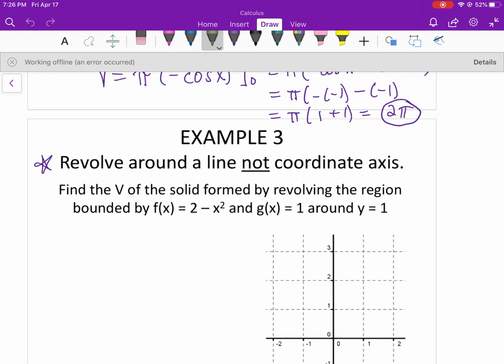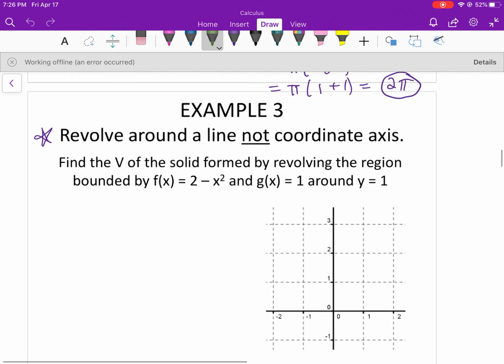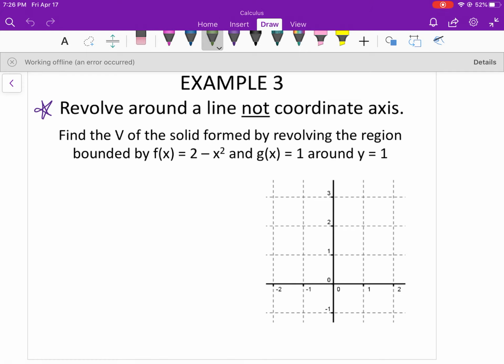Okay, we're going to start off with example 3. We're going to graph the parabola y equals 2 minus x squared, and we'll go ahead and get that graphed. We know we're bounded by the line g of x equals 1, and we're going to rotate it around y equals 1. So g of x equals 1 is just this horizontal line right here, and that's also what you're going to rotate it around.